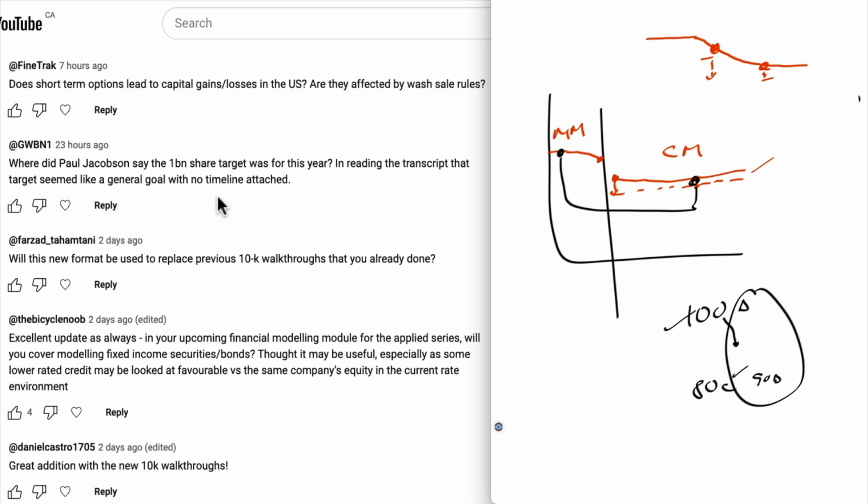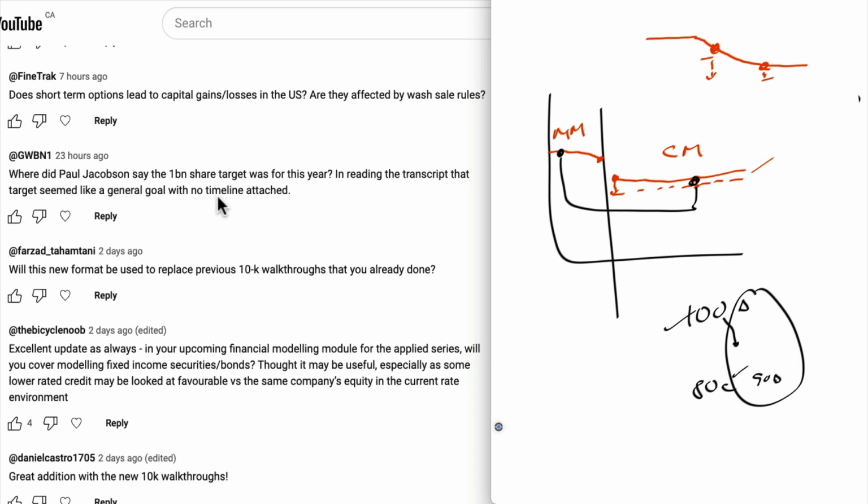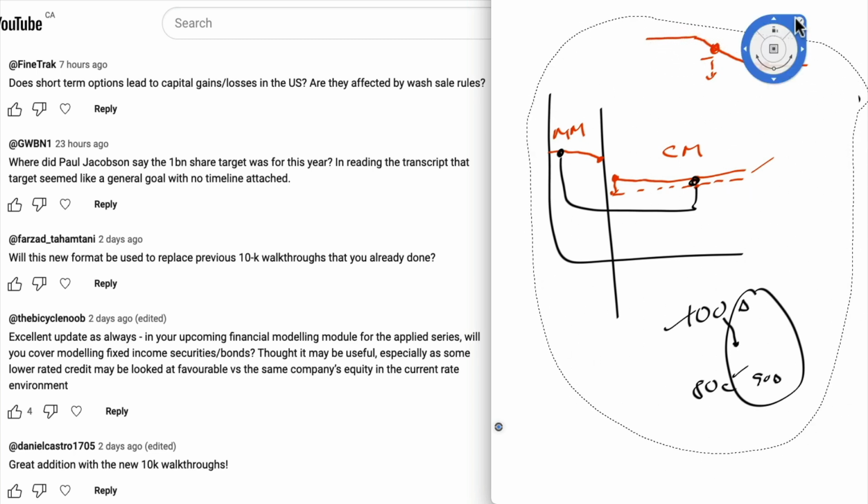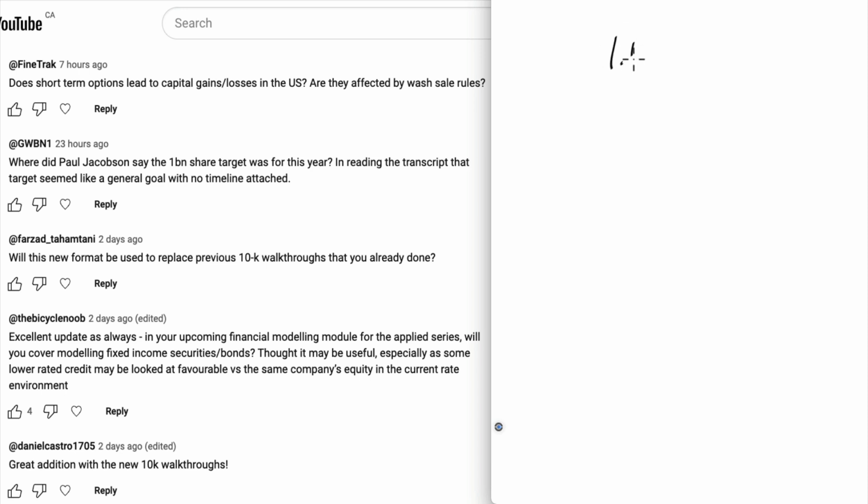Where did Paul Jacobs say the 1 billion share target was for this year? In reading the transcript, that target seemed like the general goal with no timeline attached. He did mention that there was some room left in the stock repurchases that were announced, that they were sitting at 1.14 billion, that their goal is to get sub 1 billion, that they do have some room left, and that if things don't change, they will continue to use share buybacks in their arsenal. Nothing is changing. I see no reason why they wouldn't issue another share buyback this year and do it.